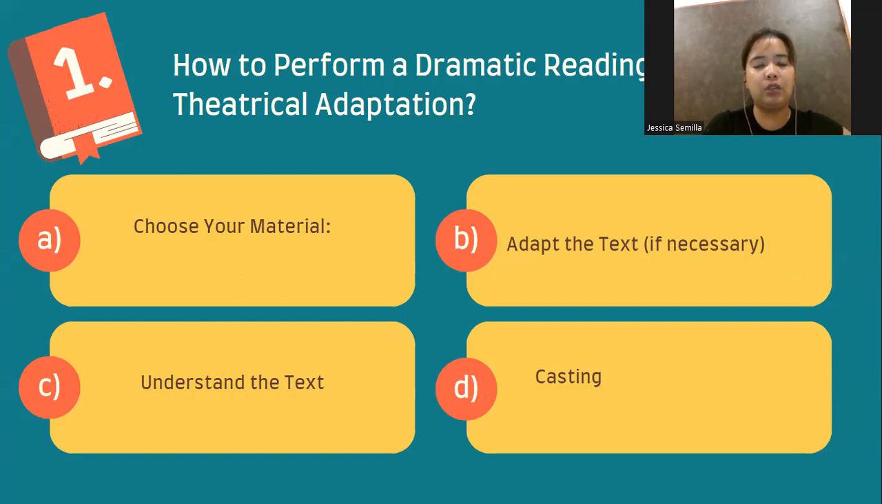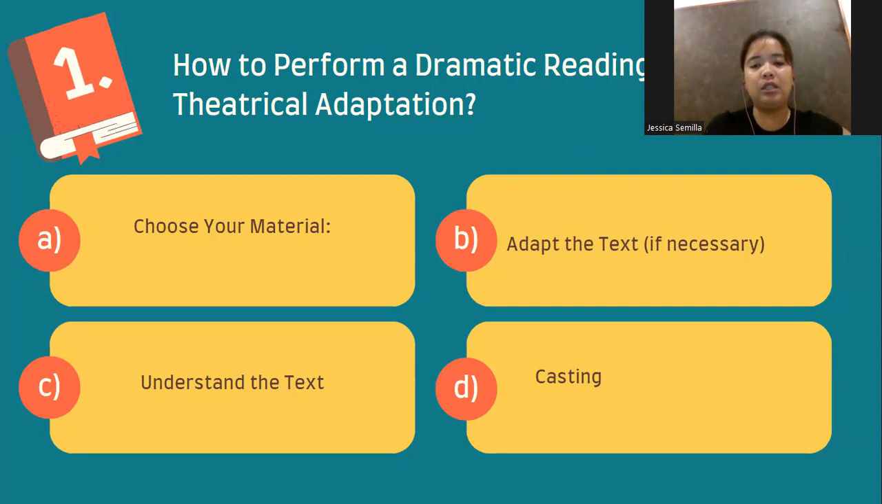For your case, you're about to choose and explore what Beowulf is all about, and therefore you adapt the text, particularly the English version and the Old English. So it's up to you how creative you are going to be in presenting the Beowulf for the Old English time.